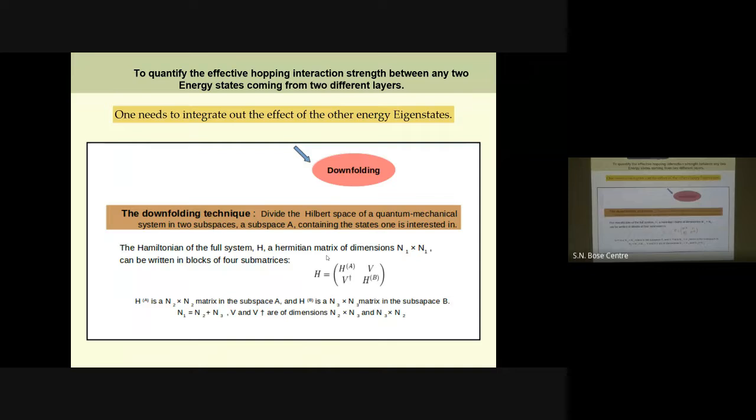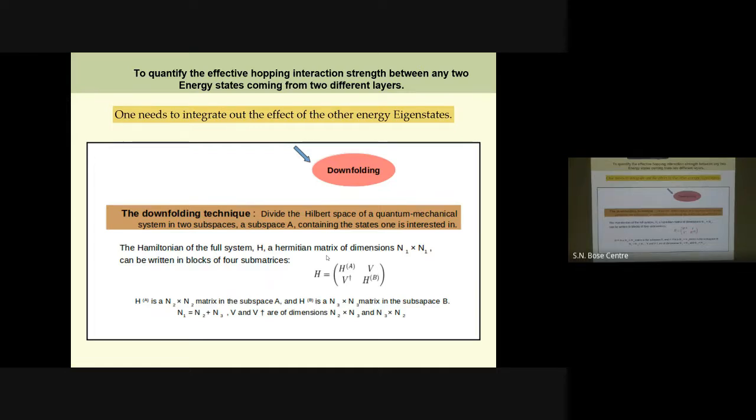The way we went about it is a process of downfolding, where we are trying to integrate out the high energy states. This process involves dividing your Hilbert space into two subspaces: a subspace A, which is the subspace you're interested in, and the other subspace, which you want to integrate out. And there are off-diagonal matrix elements which couple the two subspaces.